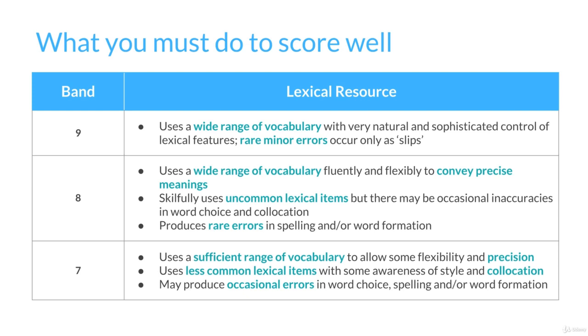Next, make sure that you convey the precise meaning. What this means is that you have to use your words purposefully. Basically, you should use a word to mean exactly what you want it to mean. Finally, make sure that you produce as few errors as possible in your spelling and word formation.